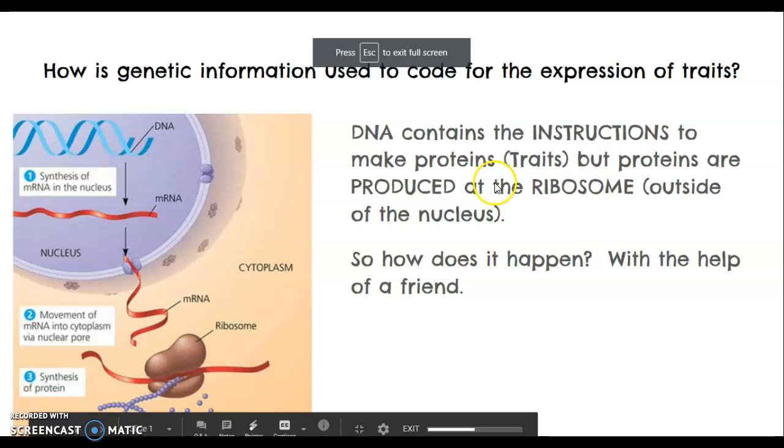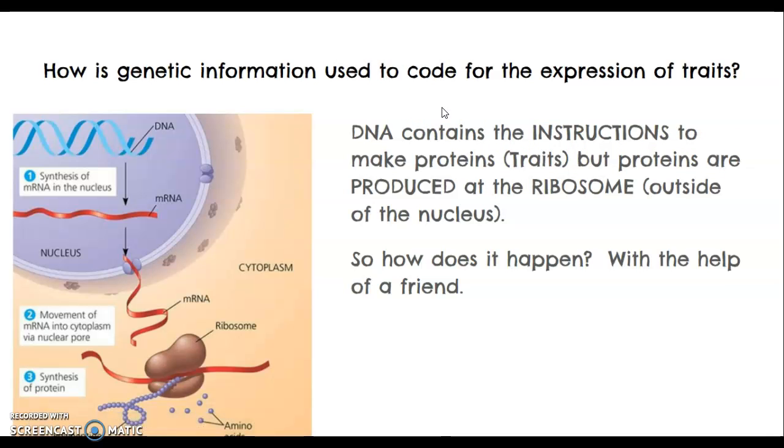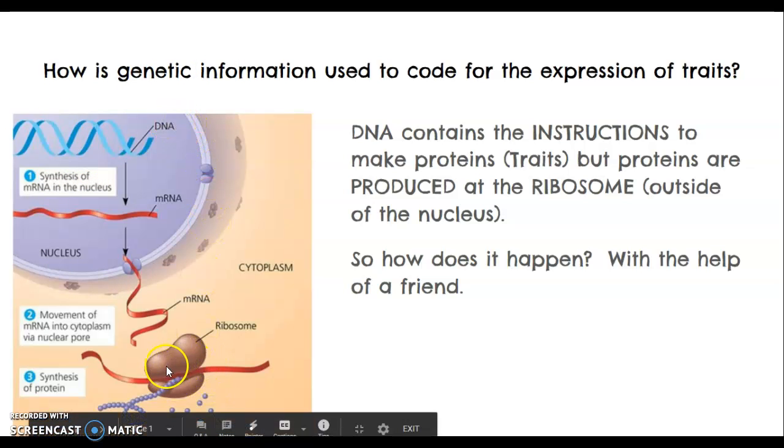Okay, it's time to learn about RNA. We just hopefully learned about DNA, and DNA contains the instructions to make proteins. There are traits, but proteins are made on the ribosome, which is outside of the nucleus. So if you look at this image here, you see DNA, it's inside of the nucleus. Here's your ribosome, this is where the proteins are made.